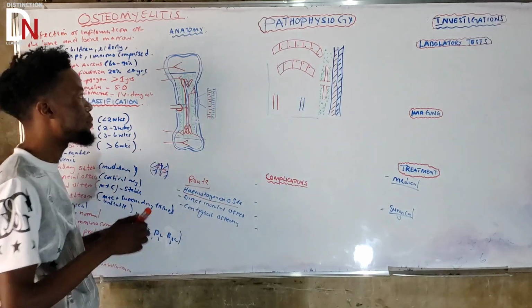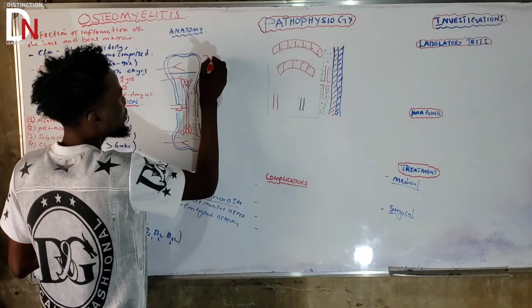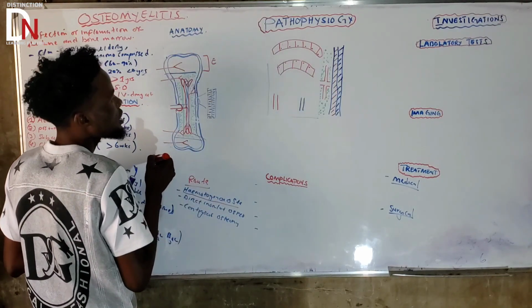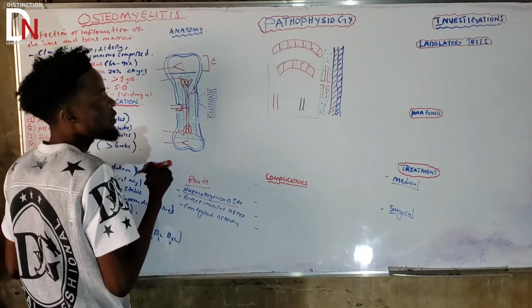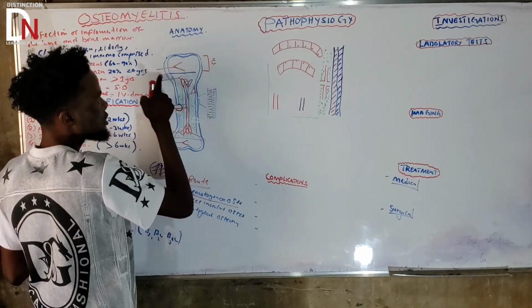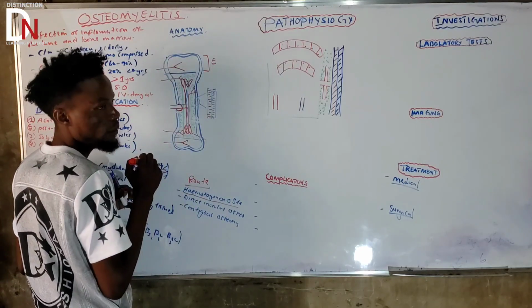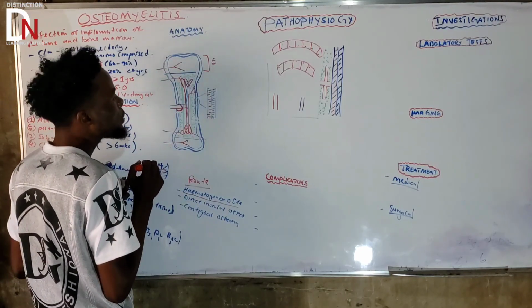Okay, so let's start with the parts. What do we call this part? Let's just use E, which is epiphysis. Okay, epiphysis part. Then what about this part after this blue thing? We call it the epiphyseal plate, or the growth plate.